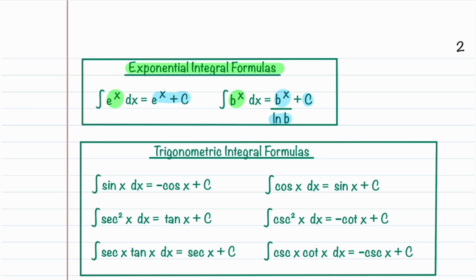Now this brings us to trigonometric integral formulas. On the left, we have the integral of sine, secant squared, and secant tangent. And then on the right are the co-functions: cosine, cosecant squared, and cosecant x cotangent x. The formulas on each side are really similar, and that should help you memorize these.